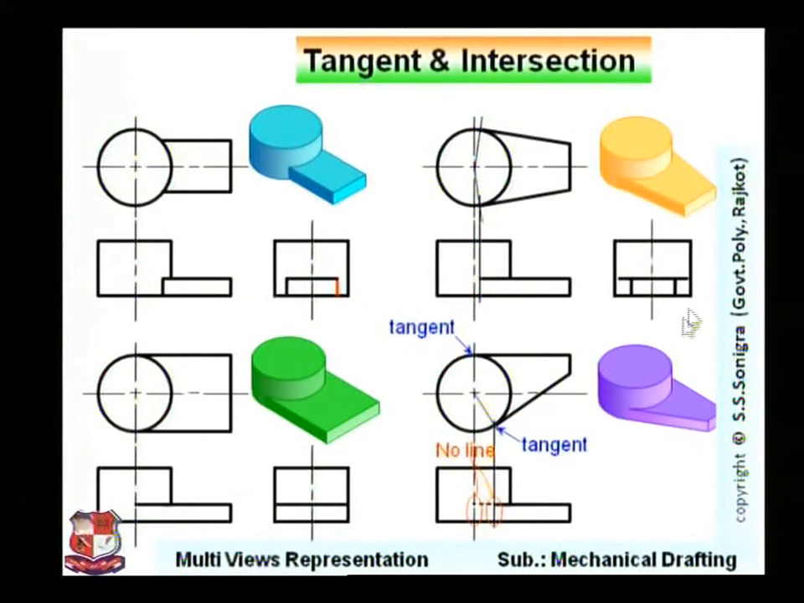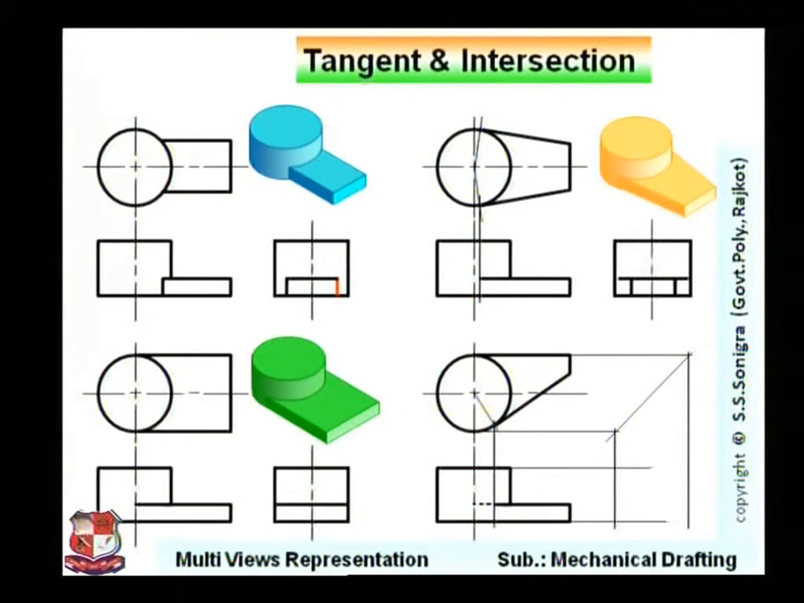So in all these four objects, you can identify the difference where the line would be formed and where the line will not be formed. And this is the side view of this object. It could be drawn like this by taking projection from front view to meter line to this side view.